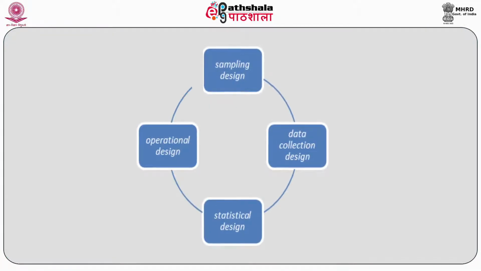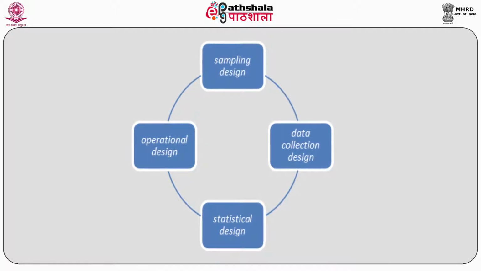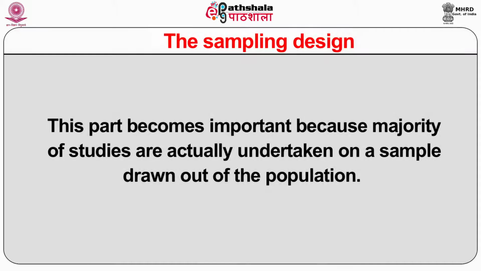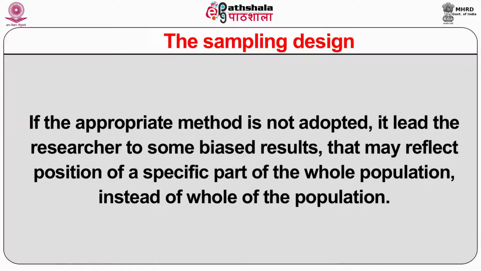One may divide the overall research design into different parts, like the sampling design. The sampling design will detail the methods adopted for drawing out the sample from the whole population. This will further include designing of sampling frame, sample size, etc. This part becomes important because the majority of studies are actually undertaken on a sample drawn out of the population. If the appropriate method is not adopted, it leads the researcher to some biased results that may reflect the position of a specific part of the whole population instead of the whole population.